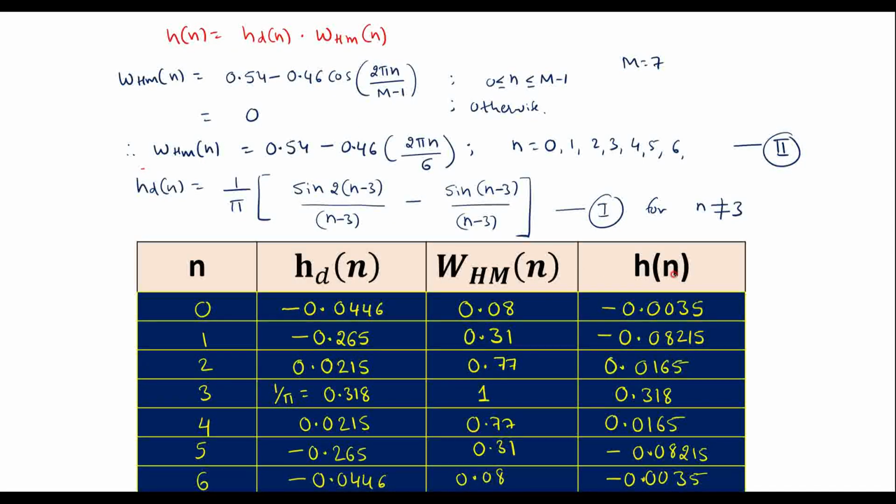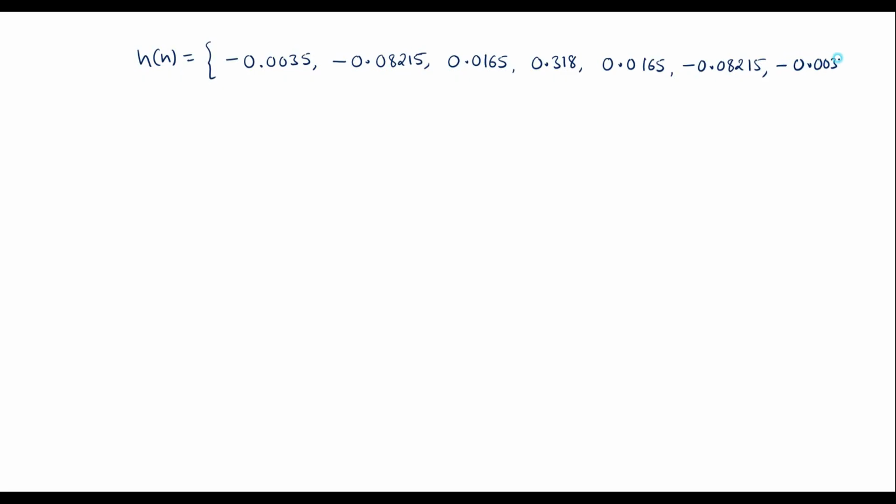So therefore here h of n is the impulse response, that is impulse response is given by h of n is equal to, we are supposed to write all h of n samples, that is minus 0.0035, we have minus 0.08215, 0.0165, we have 0.318, 0.0165, we have minus 0.08215, and we have minus 0.0035.